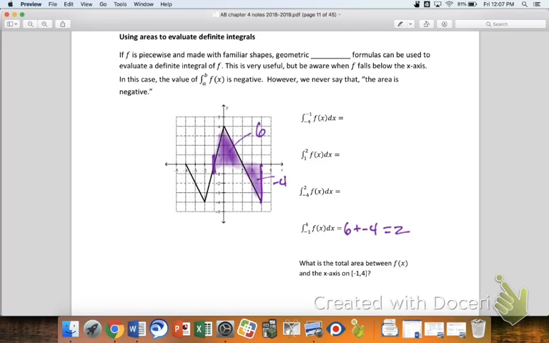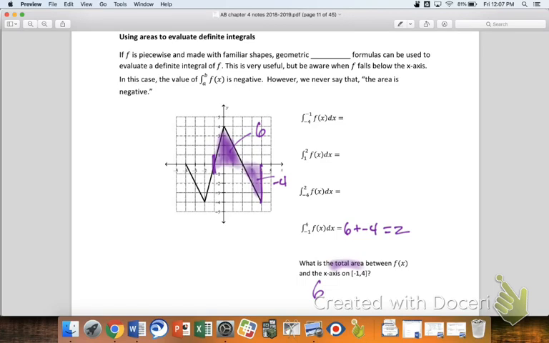Okay. So then the final question here, very conceptual. It says, what is the total area between f of x and the x-axis on the interval from -1 to 4? This phrase right here, total area, is really key. I'm not asking you to find a definite integral of anything. I'm just asking you, what's the total area? What would you guys propose for an answer for that? 10 is right. Because you'd say the first area is 6, and the second area is 4.